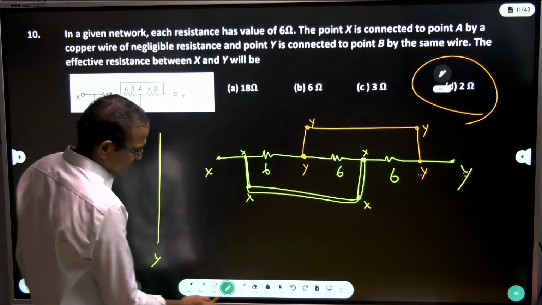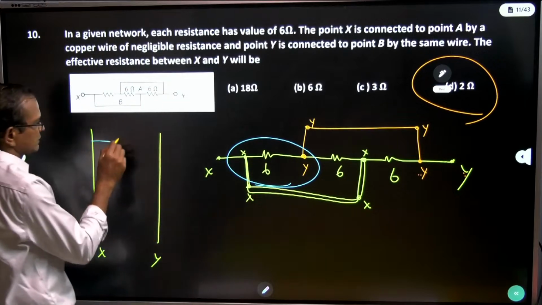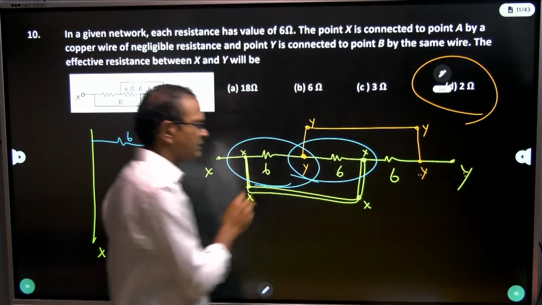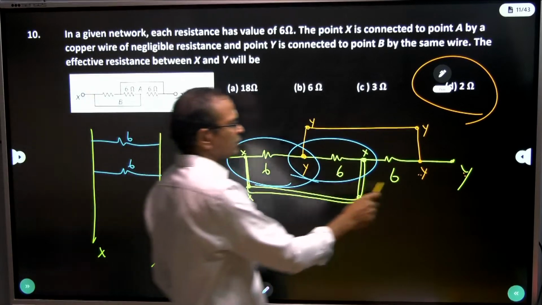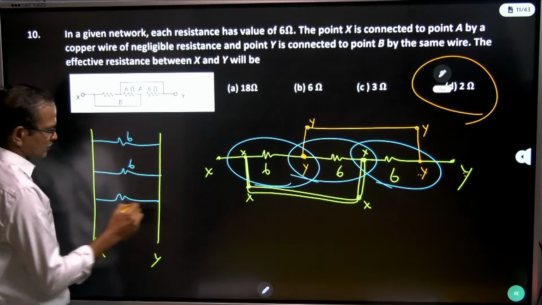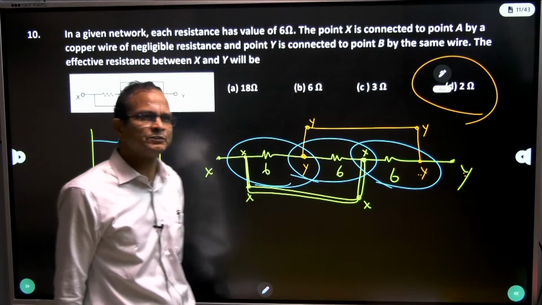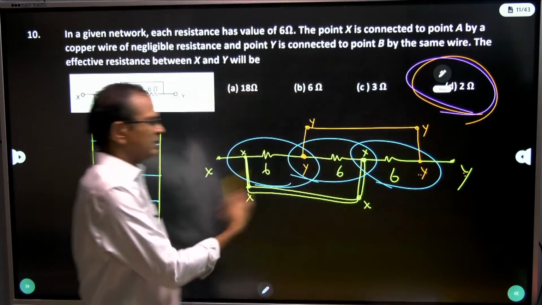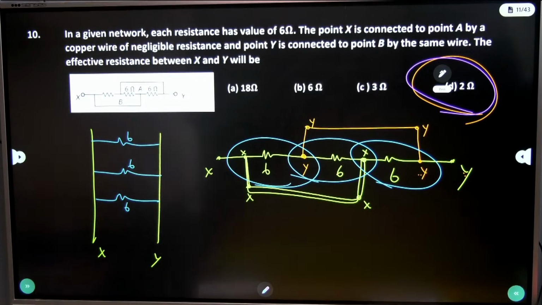To begin with, between x and y, there is a resistor 6. Between x and y, there is a resistor 6. Between x and y, there is a resistor 6. What's the total? 3 resistors of 6 in parallel. What's the answer? 2. That's the answer. So these are connected in parallel.